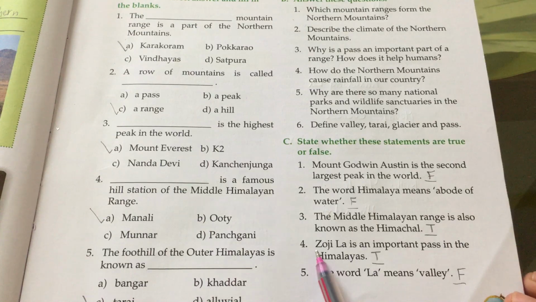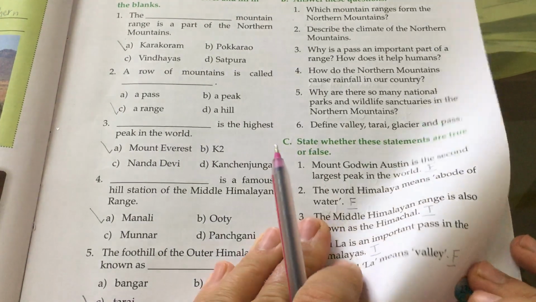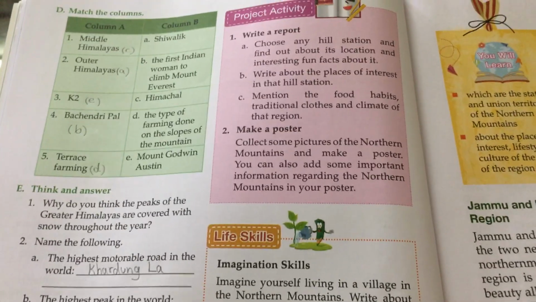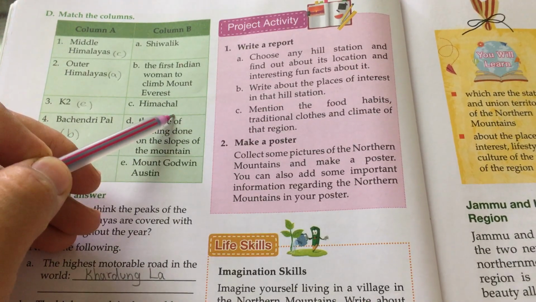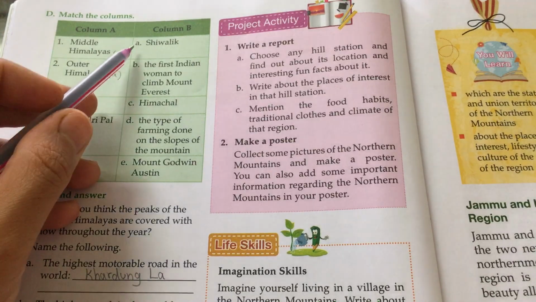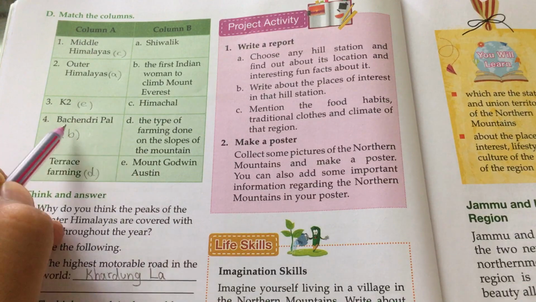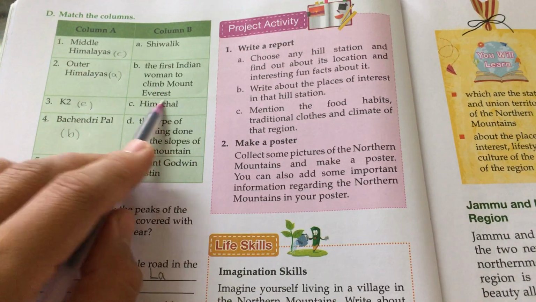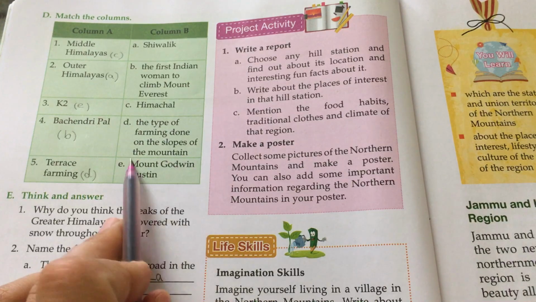True. 4. Zojila is an important pass in the Himalayas. True. And 5. The word La means valley. False. Now match the columns. Middle Himalayas is known as Himachal. Outer Himalaya, Shivalik. K2 is Mount Godwin-Austen, and Bachendri Pal is the first Indian woman to climb Mount Everest, and terrace farming is the type of farming done on the slopes of the mountain.